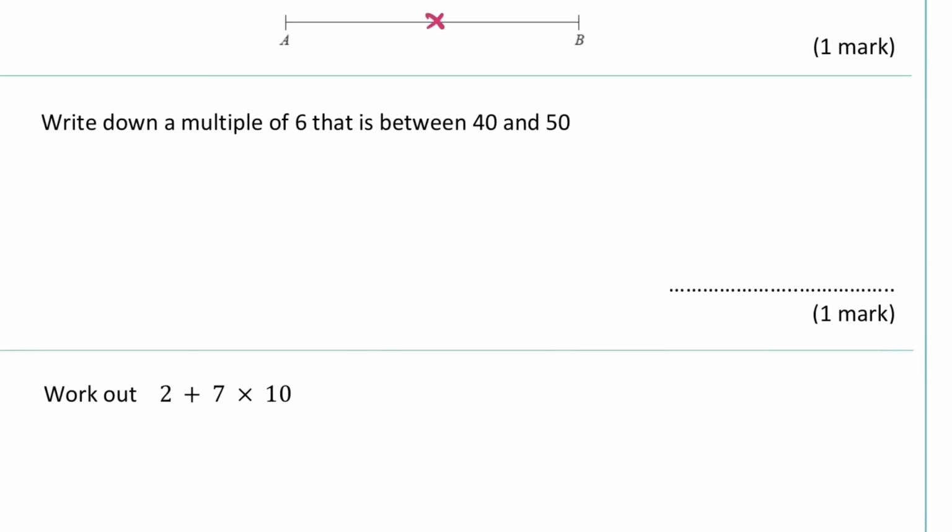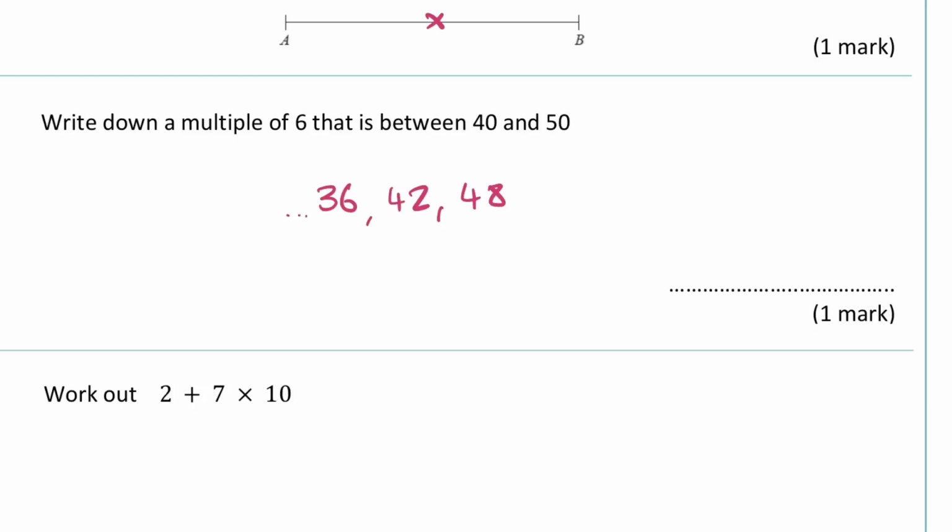For question 4, it says to write down a multiple of 6 that is between 40 and 56. So a multiple of 6 is in the 6 times table. I don't need to write out the whole 6 times table because I do know a number that is in the 6 times table. It goes to 36 after a few of those numbers. After that would be 42. After that would be 48 and so on.